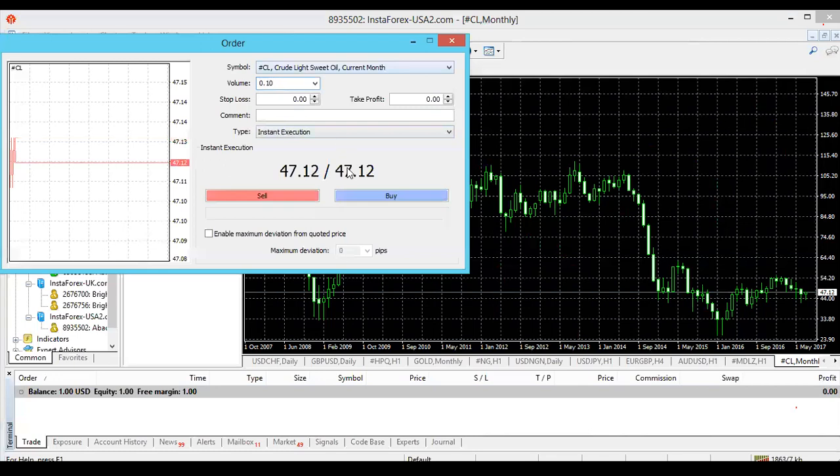This is crude oil. Because crude oil is a commodity, the margin is high, and you just have to use 0.10 to get $1 per pip. Assuming you put 10.00 here, just note that a 10.00 lot size will give you $100 per pip. This is for crude oil. A lot of our beginners don't actually know how to use this volume, and they make a lot of mistakes. Any questions so far? No.